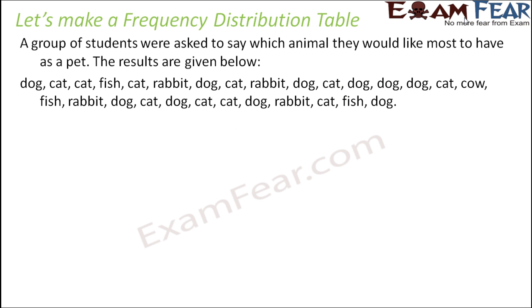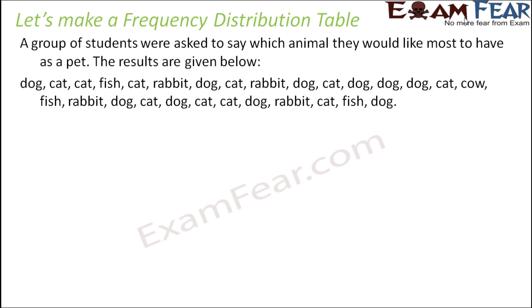So let us make a frequency distribution table. We will make use of tally marks here. A group of students were asked to say which animal they would like most to have as a pet. The results are given below. Now there were a fixed number of students in a class, and let's say that they were asked this question. The first student said dog, second one said cat, third cat, fish, cat, rabbit, dog, cat, rabbit, dog, and so on. Now what do you observe?